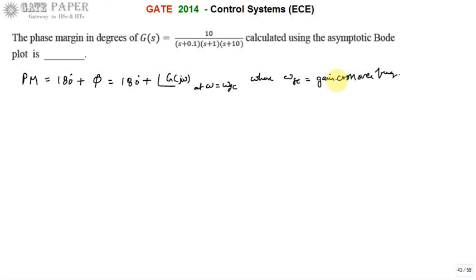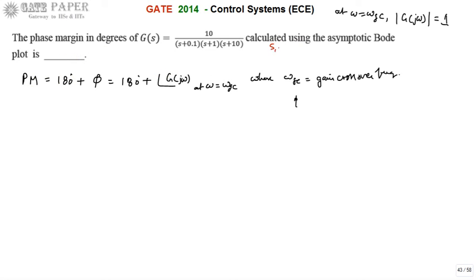The gain crossover frequency is where the gain is crossing unity. So, going with magnitude, at omega equal to omega gc, the magnitude of G(j omega) is equal to 1. Simply replace omega with omega g in the magnitude function and equate it to 1 to get the value of omega g.